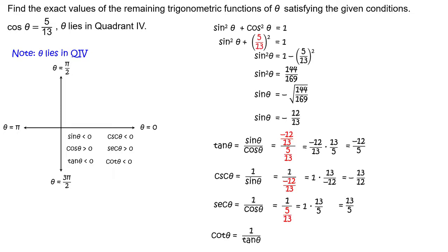Write cotangent of theta equals 1 divided by tangent of theta. Substitute negative 12/5 for tangent of theta. Recall that dividing by a fraction is equivalent to multiplying by the reciprocal of that fraction. So rewrite 1 divided by negative 12/5 as 1 times negative 5/12. Multiply to get negative 5/12.